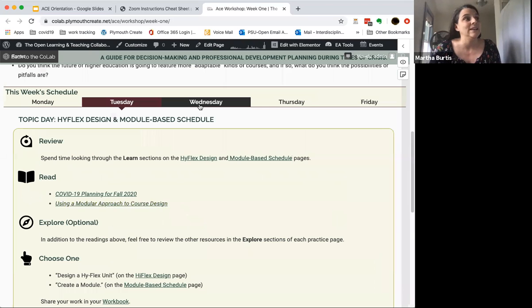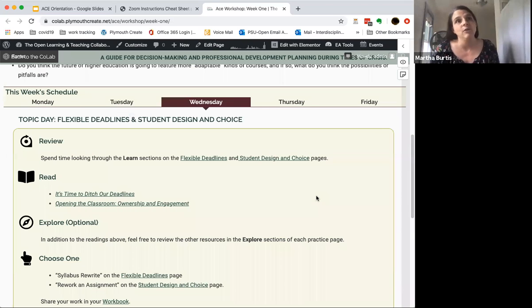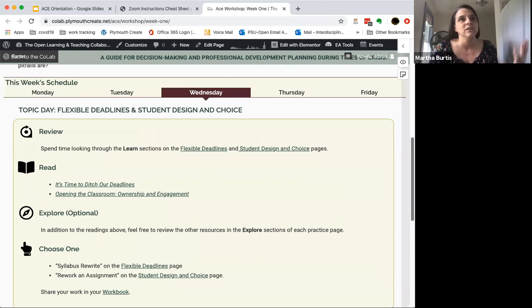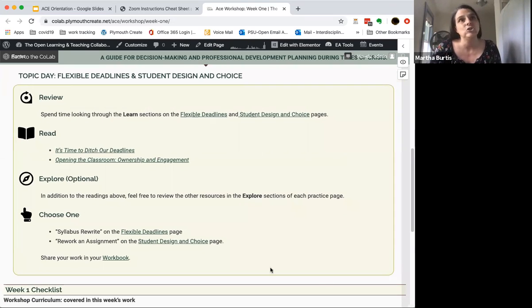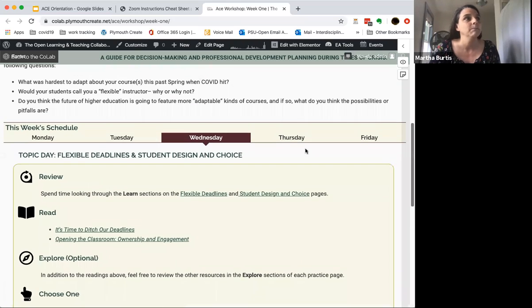And then on Wednesdays is when we explore the assignment level practices. So this Wednesday, that's flexible deadlines and student design and choice. Same structure, some readings, some optional additional exploration, and then choosing one of the assignments that we've picked from those practice pages to share in your workbook.